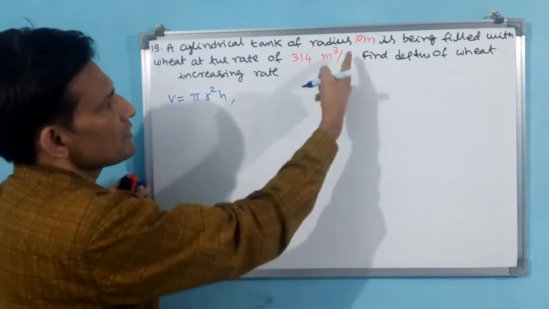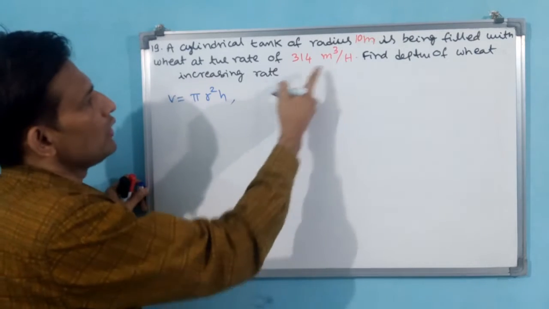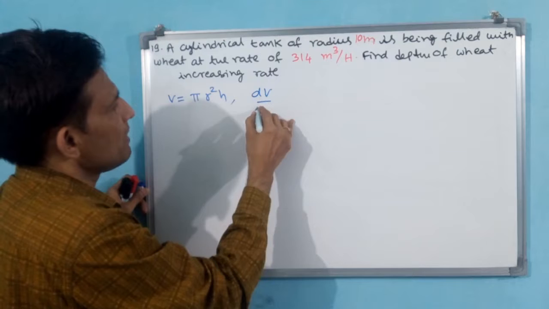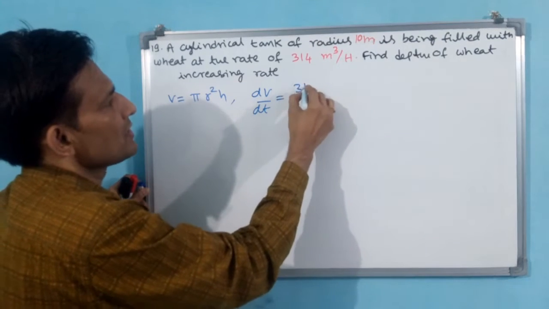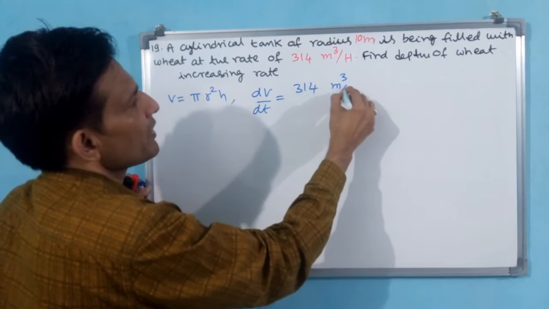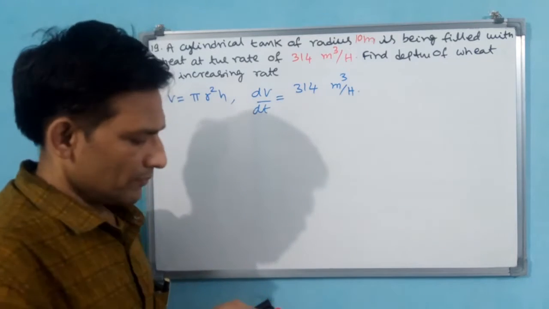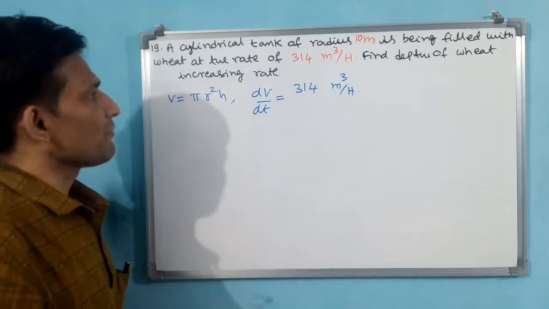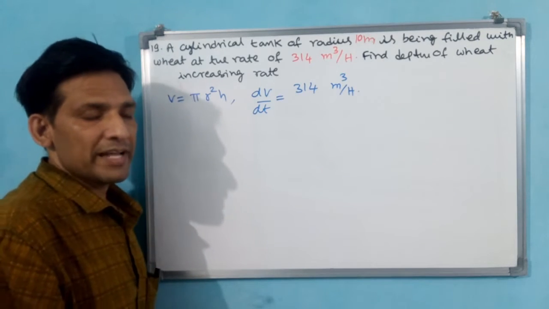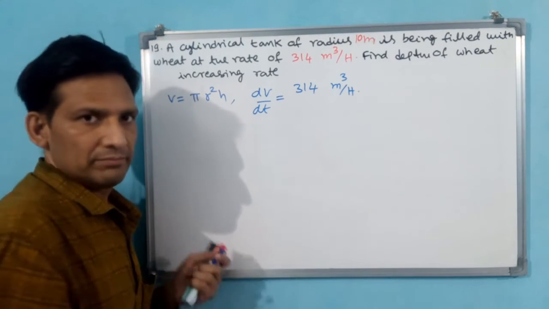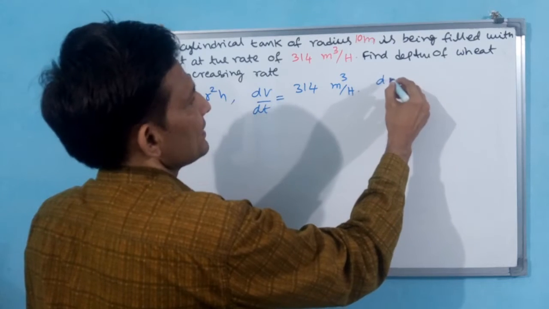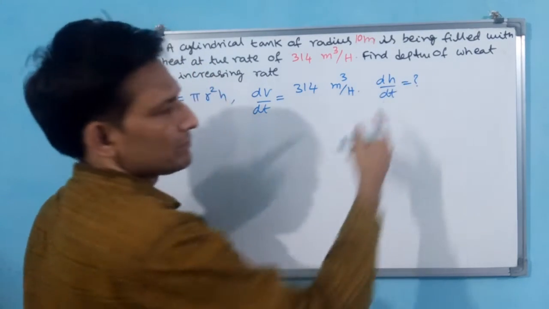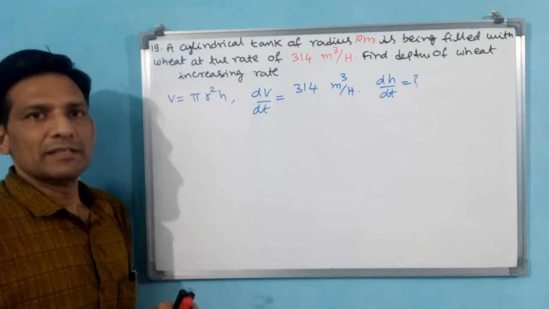But they have given a change of volume with respect to time. Hour means time. You see what I am writing, dV by dt they have given: 314 cubic meters per hour. Find the depth of the wheat increasing. For a tank, depth means height only. Shall I write like this? dH by dt is equal to how much?